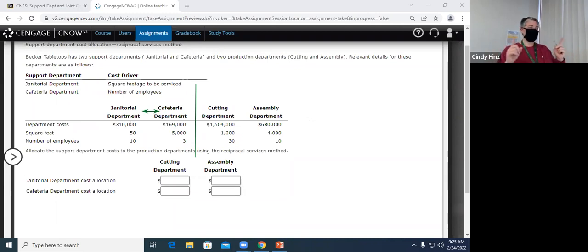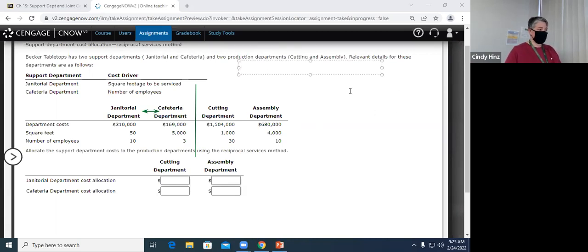Because of that reciprocal, because of that two-headed arrow that I just put on the screen, we can't solve this directly. We have to set up a system of equations with those two variables to figure out what is the total cost for those two departments. And that's what we're going to do next.